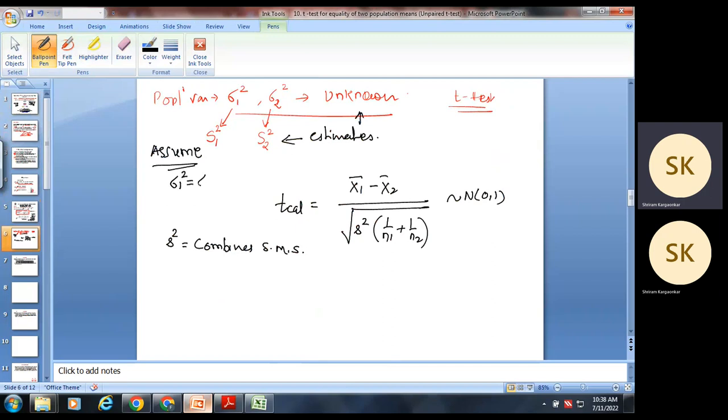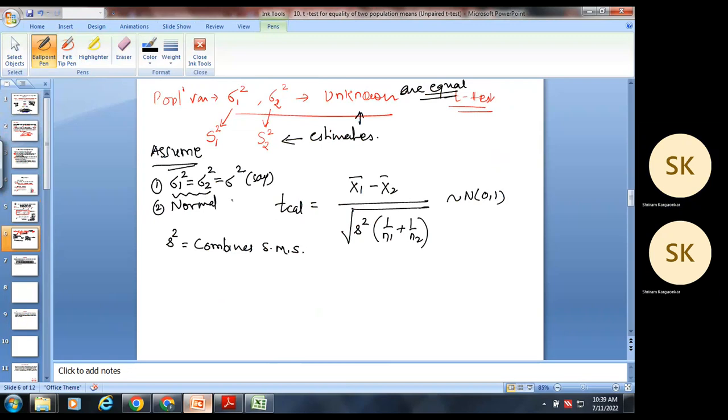Sigma 1 square is equal to sigma 2 square. So we assume that both the population variances, which are unknown, are equal. You have to understand there are two assumptions. First, the unknown population variances are equal, and let it be sigma square. And secondly, it follows the normal distribution. That's why we find the combined sample mean square.